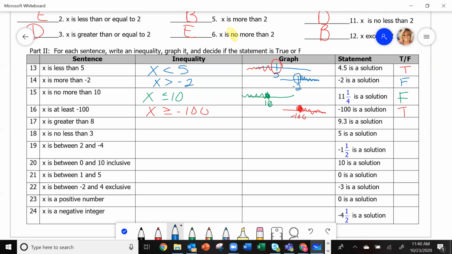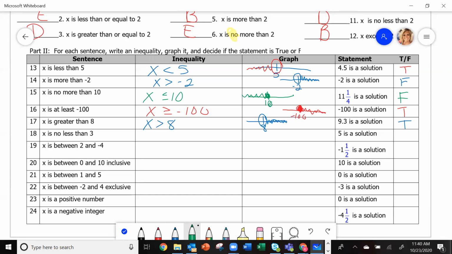Number 17, X is greater than 8. So on my number line, I have an 8. So I have an open circle. Greater than means shading to the right. Is 9.3 a solution? Is 9.3 greater than 8? It is, so this is true.